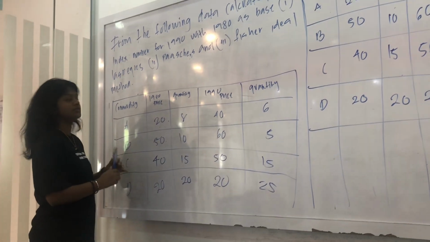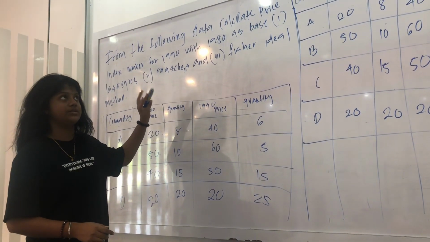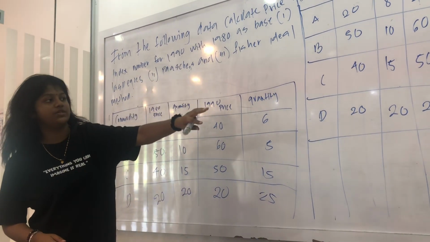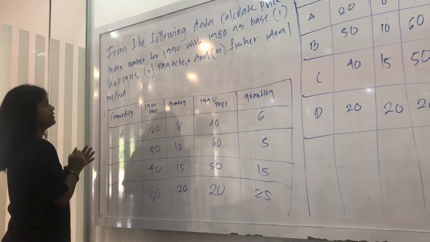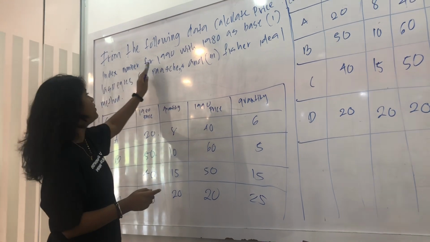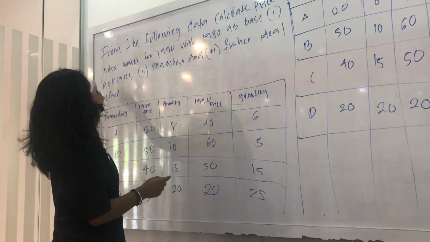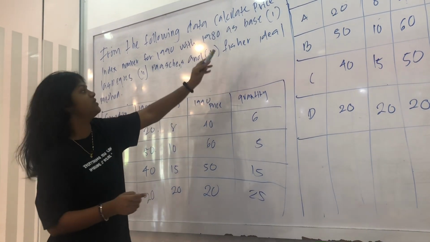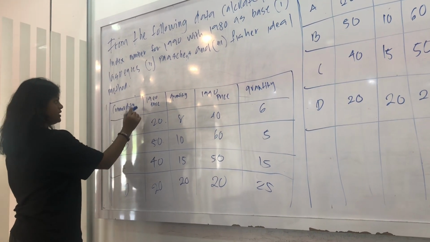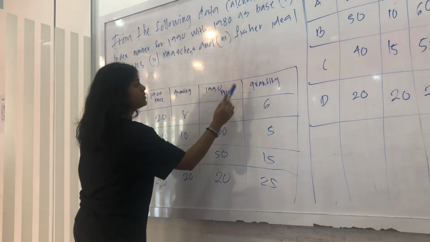So the second index number is weighted: Laspeyres, Paasche, and Fisher's ideal index. The question is, from the following data, calculate the price index number for 1990 with 1980 as base using the Laspeyres, Paasche, and Fisher's ideal methods. So the question is commodity, 1980 price and quantity, 1990 price and quantity.